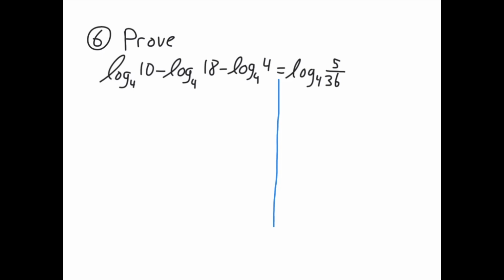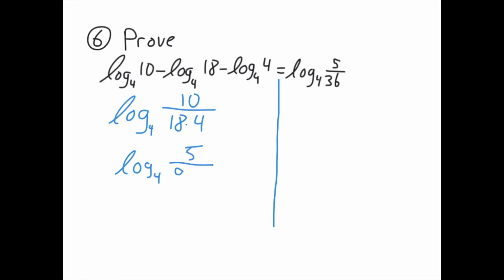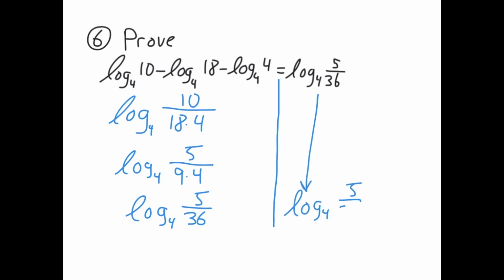So without crossing over this line at all, let's work on the left side first. As you saw in those examples that we just did, this could be rewritten as log base 4 of 10 on the top and 18 times 4 on the bottom. Well, this will reduce to a 5 on the top and 9 times 4 on the bottom, which is log base 4 of 5 over 36. And here, of course, we started with log base 4 of 5 over 36. So this has been proven.